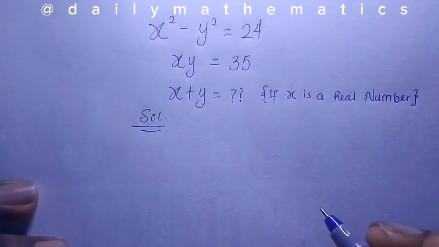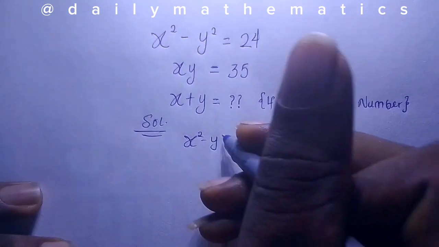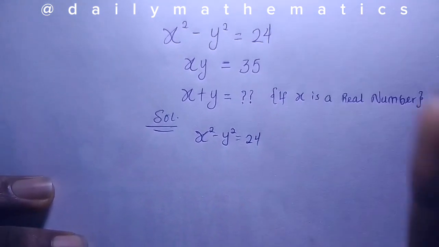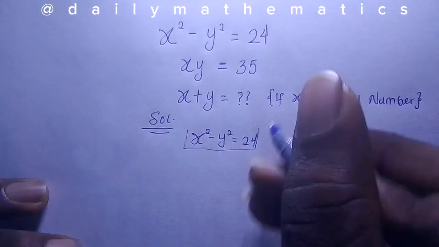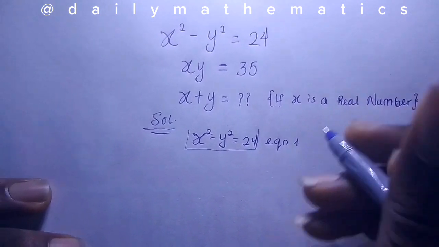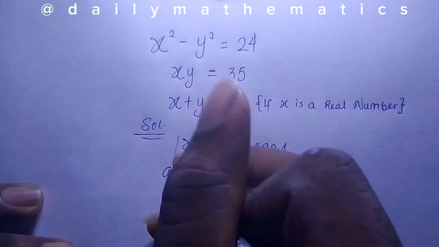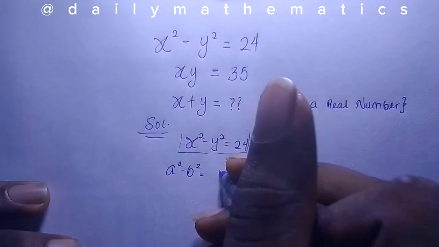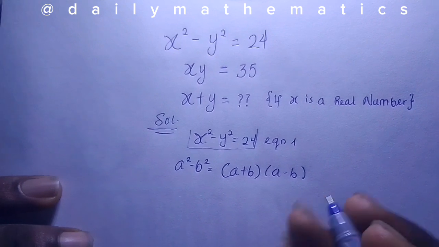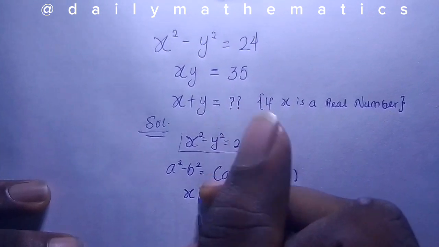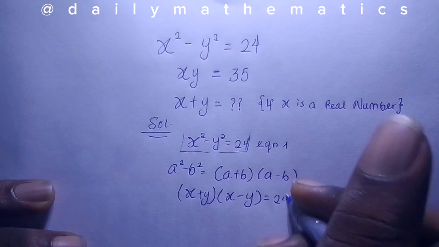So we have x squared minus y squared equals 24. First of all, let's write the question. x squared minus y squared equals 24. Now I'm doing all my calculations from only this equation here, which is equation 1. Now you have x squared minus y squared, which is a difference of two squares. Remember, when you have a squared minus b squared, you have a plus b, a minus b. That's what I'm doing. So that will give us x plus y, and x minus y equals 24.